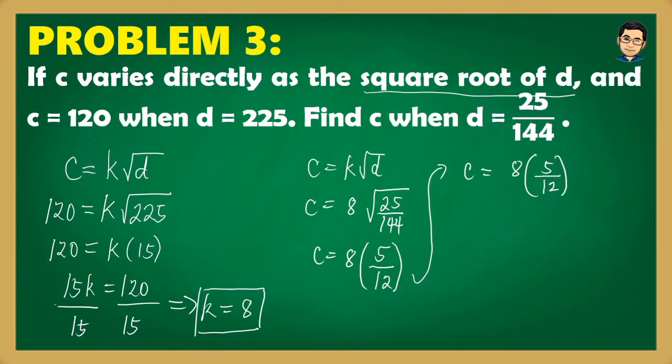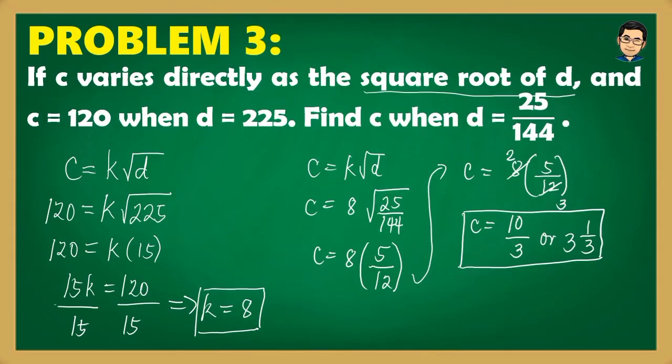Pwede nating i-cancel out yung 8 tsaka 12 kasi meron silang GCF which is 4. So, pag dinivide natin yung 8 sa 4, magiging 2. And then yung 12, magiging 3. And then, i-multiply natin yung mga natira. So, 2 times 5, that is 10 over 3. So, yung 10 over 3 improper siya, pwede siyang express as mixed numbers, and that is 3 and 1/3. So, the value of C is 10 over 3 or 3 and 1/3.